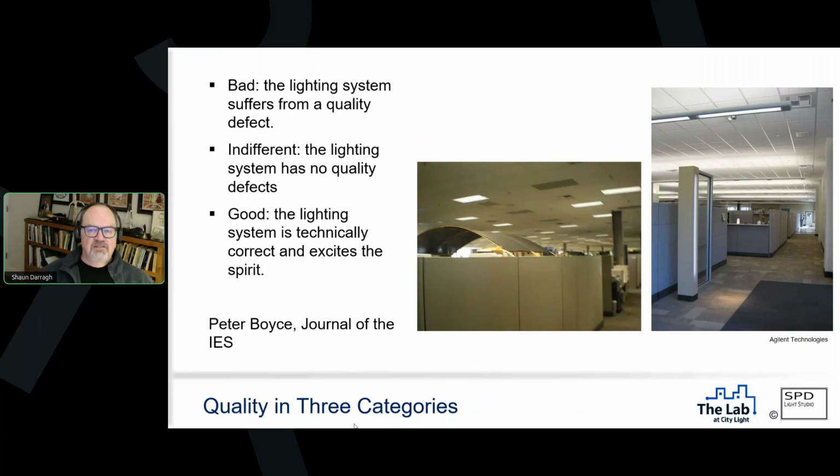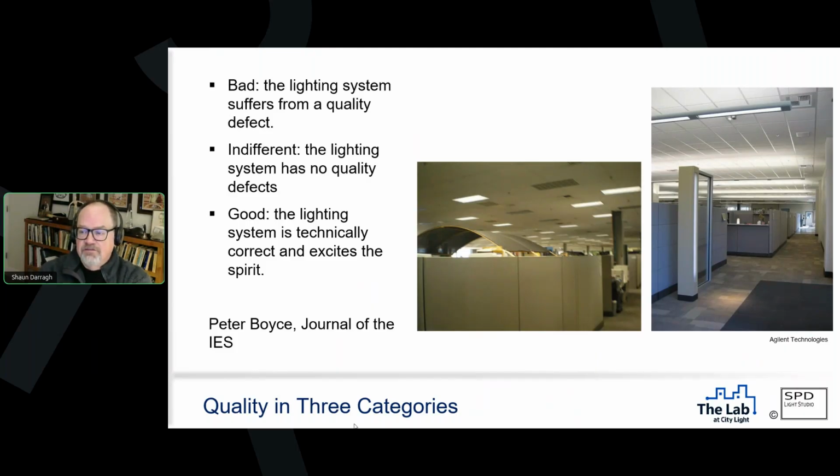Bad lighting, the lighting system suffers from some kind of quality defect, right? And I should say these are somewhat subjective. Indifferent, the lighting system has no quality defects. Or good, the lighting system is technically correct and it excites the spirit somehow.